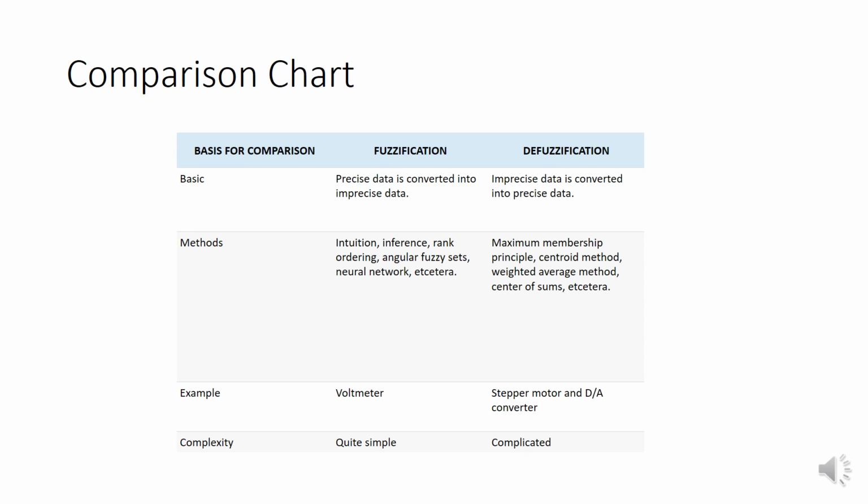And for defalsification, we go for the centroid method, weighted average method, center of sums, maximum membership principle, and those things. The example of falsification is a voltmeter, and for defalsification, you can take a stepper motor and D to A converter. As for complexity, falsification is quite simple, and defalsification is complicated.